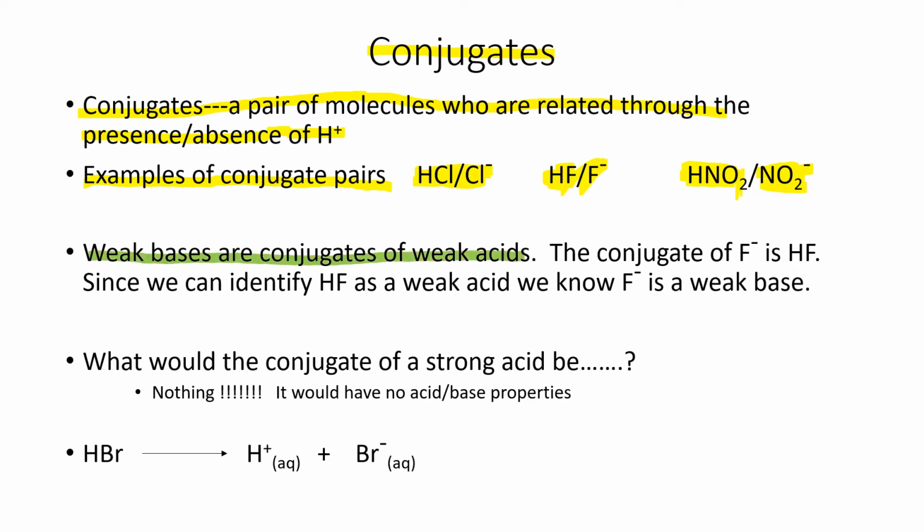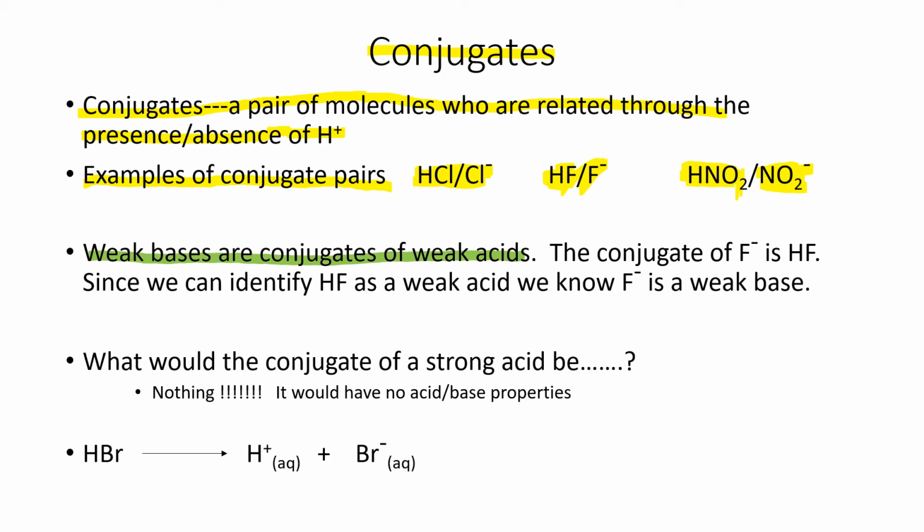Weak bases are the conjugates of weak acids. So we said we had a tough time identifying weak bases, but we have a much easier time identifying weak acids. So we're going to use the relationship of conjugates to identify what the conjugates are and then figure out what we have. If we can identify something as a weak acid, then we know automatically its conjugate is a weak base. So we're using something we have an easier time identifying to help us with something that we have a more difficult time identifying.